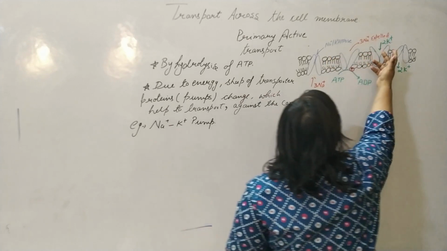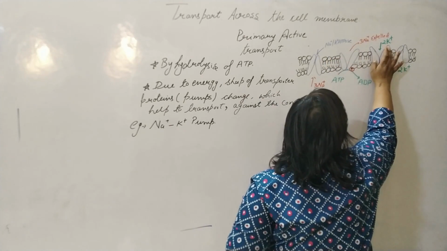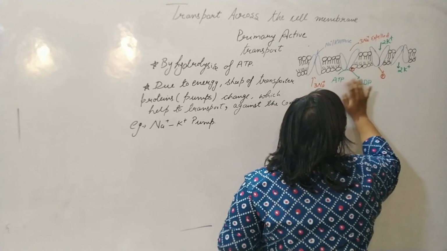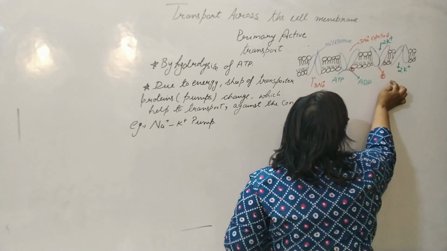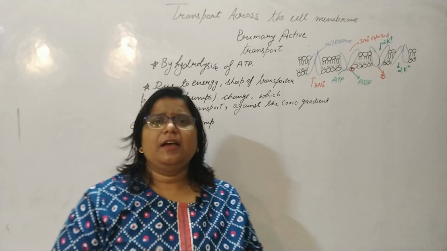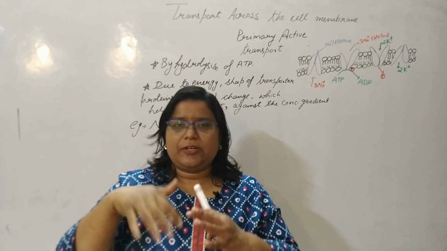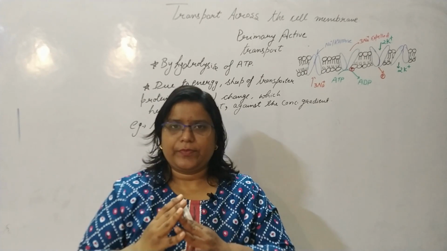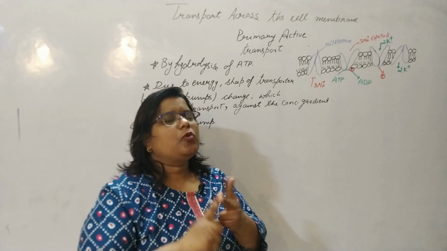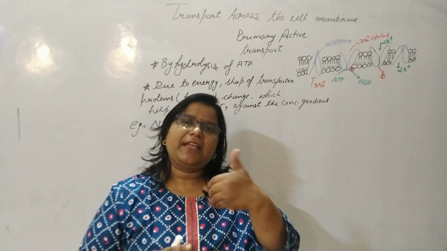As the 3 sodium ions are expelled out, in this changed shape, 2 potassium ions attach, and the phosphate molecule is removed, and as the phosphate molecule is removed, the 2 potassium ions are introduced into the cytosol. Okay, so here, on behalf of 3 sodium ions, 2 potassium ions come in, and the 3 sodium ions are expelled out.